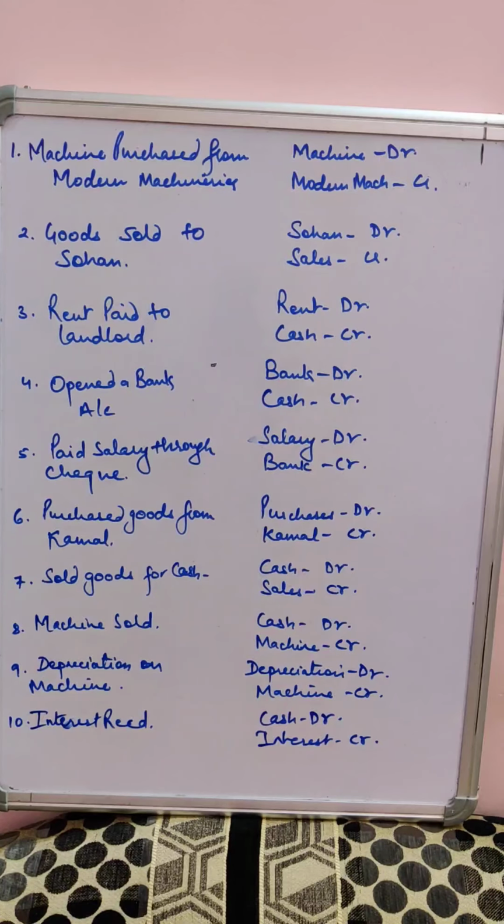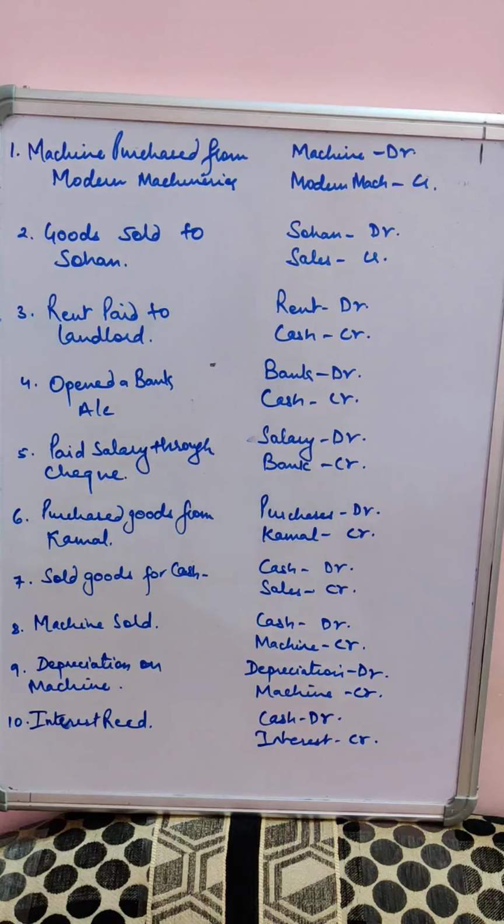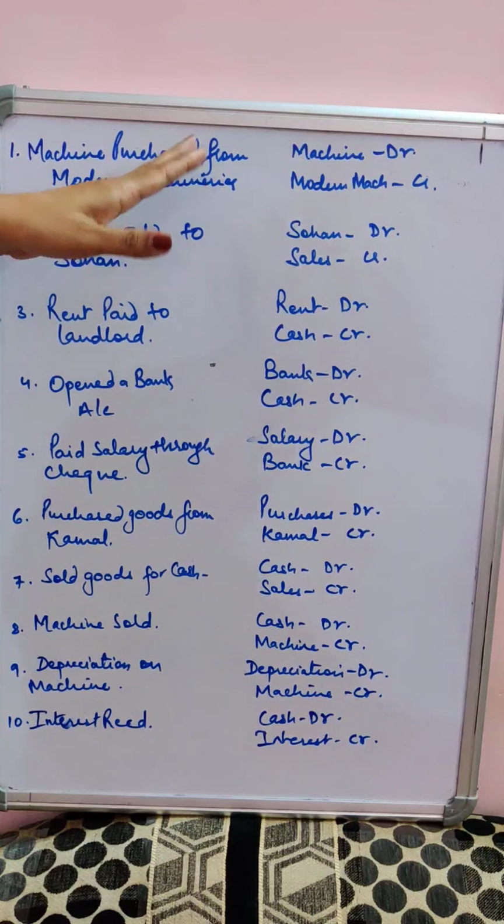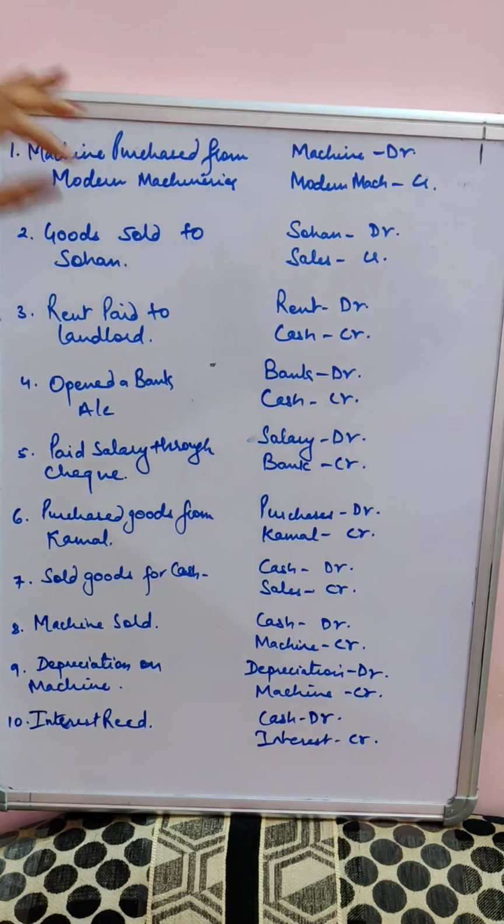Let us take a few more examples for rules of debit and credit and its application. The first transaction says that machine purchased from Modern Machineries. As I told you, when the name of a person is given here, that means it is a credit transaction. Here nothing is mentioned for cash or by check, so it is a credit transaction.